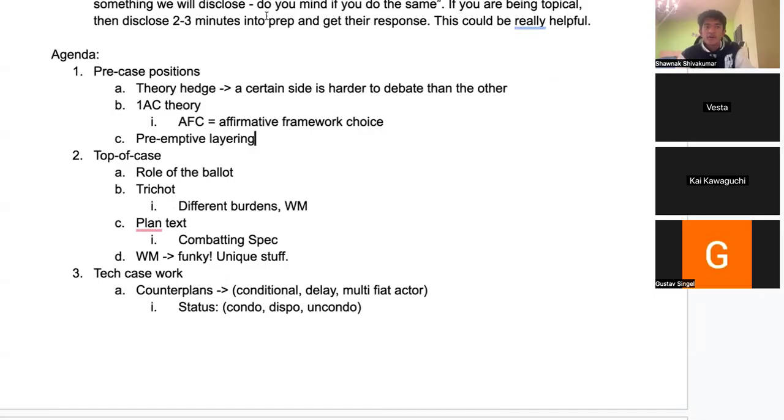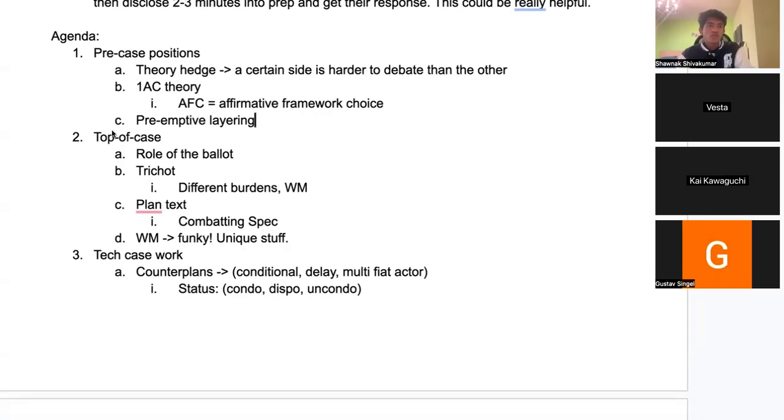Yeah, I'll do the POI. Remind me of the POI stuff when I'm covering theory a little bit. Okay. Two is top of case. And whenever you're doing top of case, you always want to give a role of the ballot. I'm assuming most people are going to be reading case. Actually, generally for every single role of the ballot, I would say to avoid messiness and to avoid confusion, just go with this role of the ballot. Then Kai, you can correct me.